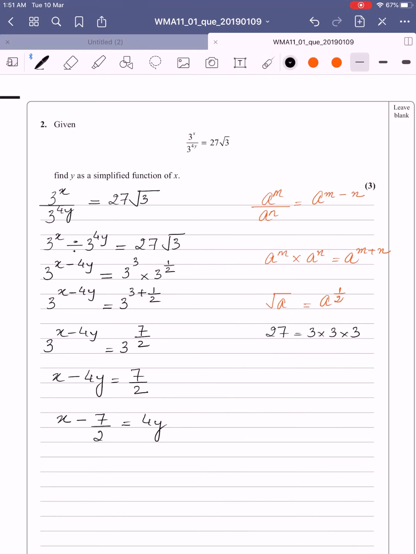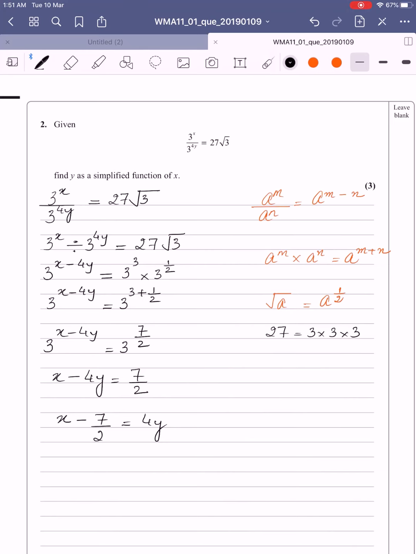Now we see that we have a denominator 1. So we can multiply top and bottom by 2 to have a common denominator. Now we have 2x minus 7 divided by 2 is equal to 4y.